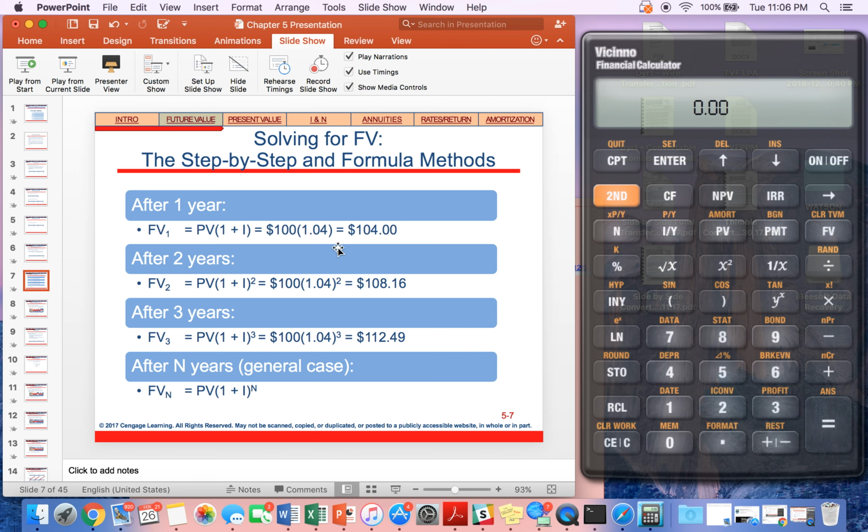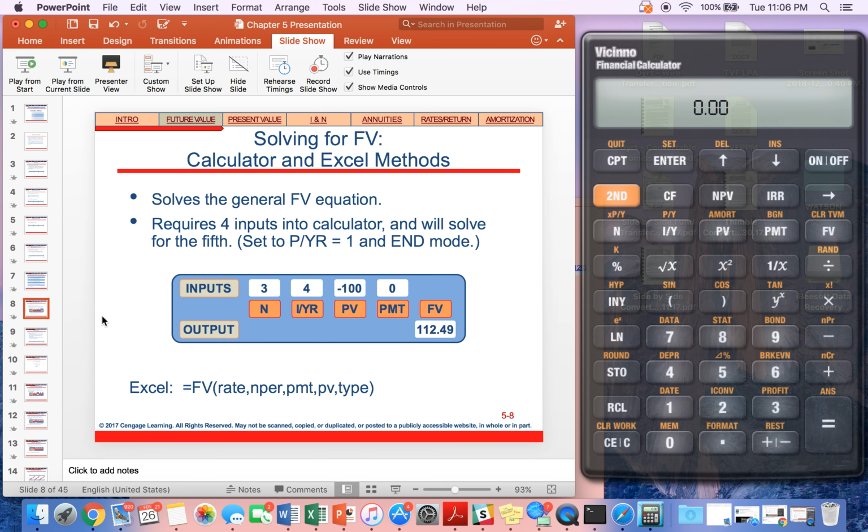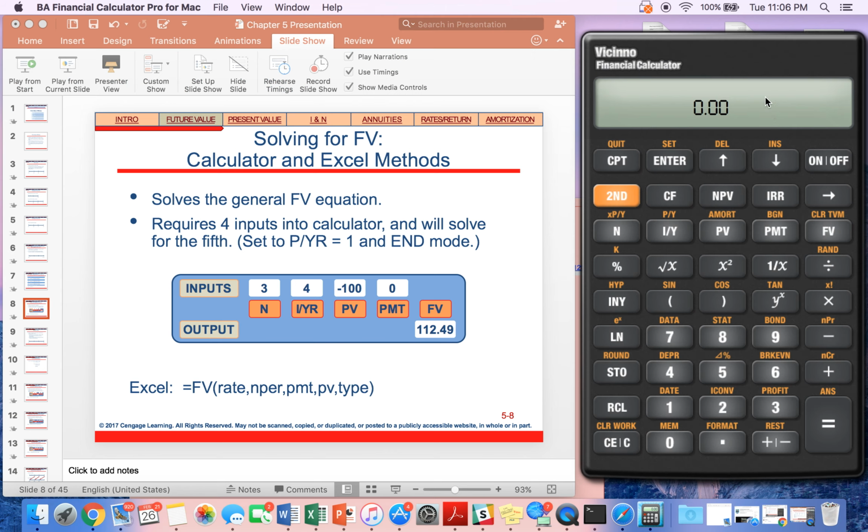So this is one method to solve the problems using those formulas, but we're going to go ahead and use our calculators. So we're going to move to slide 8 here. So the calculator on the right here, excuse me, let's go ahead and just plug this problem in. So let's talk about the calculator real quick.